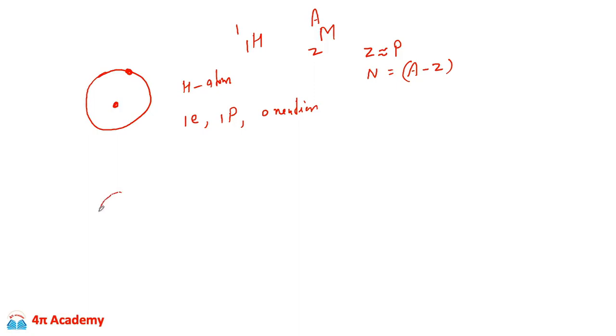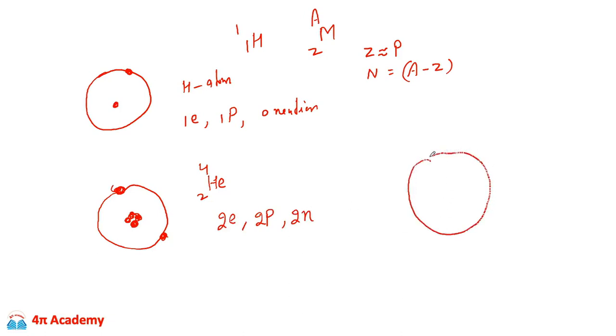Similarly for helium, there are 2 electrons, which are present in the first atomic orbital. So it has 2 electrons, 2 protons and 2 neutrons. From this you can also calculate. And similarly for positronium atom, this is 1 electron and this is the positive particle. So we generally represent it as 1 electron and 1 positron, because they both exist in pairs.